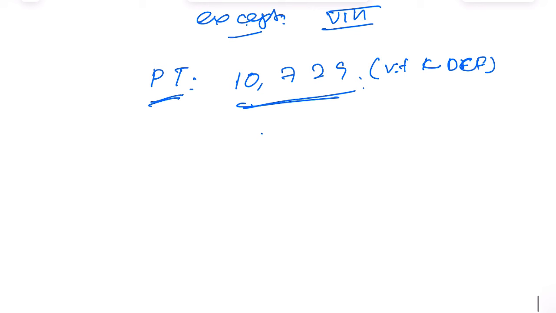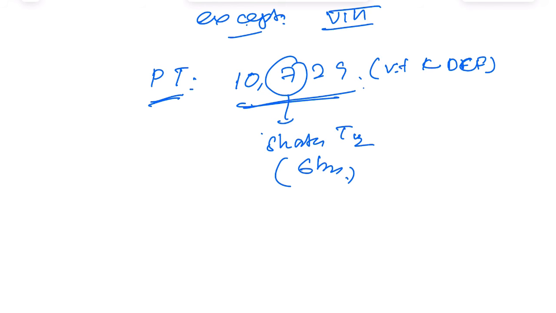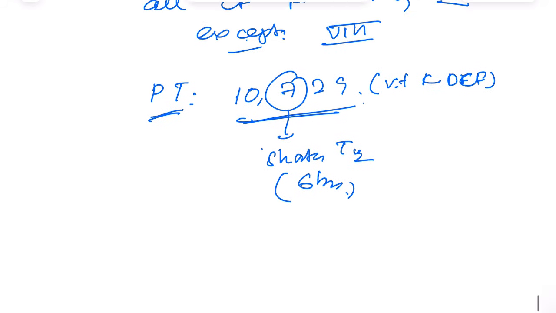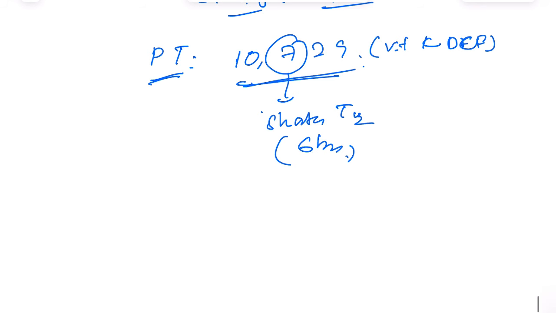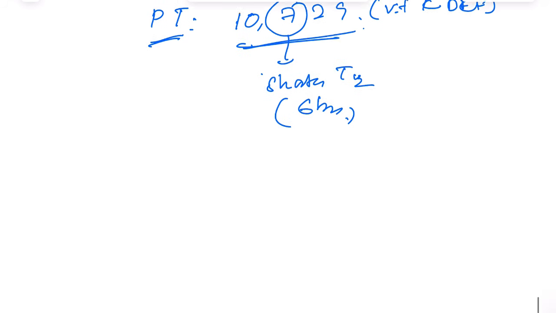So 10, 7, 2, 9 are your vitamin K dependent clotting factors, and they help in prothrombin time. The most sensitive marker is clotting factor 7, because it has the shortest half-life, that is around 6 hours. So even in case of acute liver injury or acute liver failure, prothrombin time can be a prognostic marker because of the shortest half-life of factor 7.